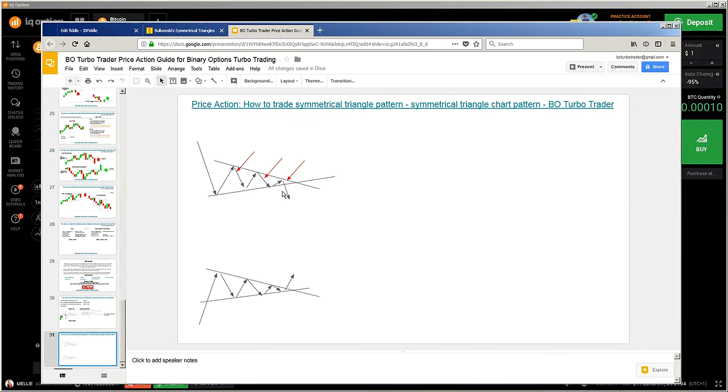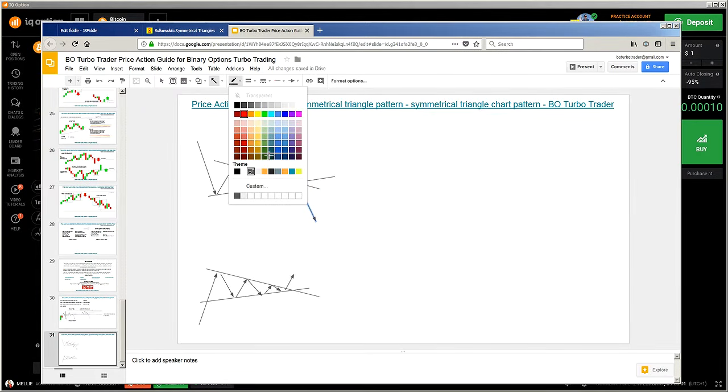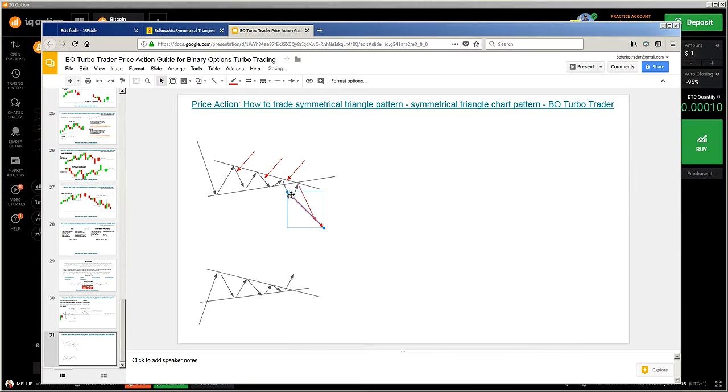I will add those parts too. You can wait for a pullback on this area here, and then you can trade this downtrend further. So you wait for the pullback, and then you trade this downtrend here. This is the safer part: you wait for a pullback, and then you trade the downtrend. So let me see, I will have this also colored now.